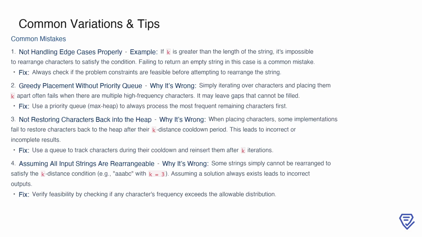Finally, don't assume that all input strings are rearrangeable. For example, if you have an input like "abgin" with k equals 3, it's impossible to rearrange it to meet the condition. Always verify feasibility by ensuring no character's frequency exceeds what's allowable given the constraints.